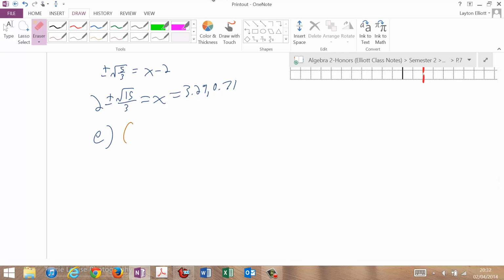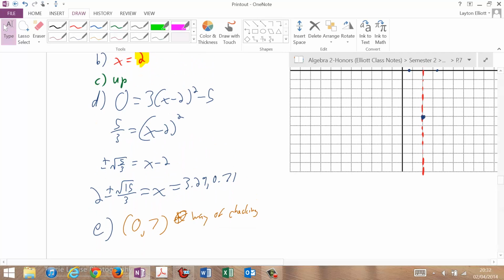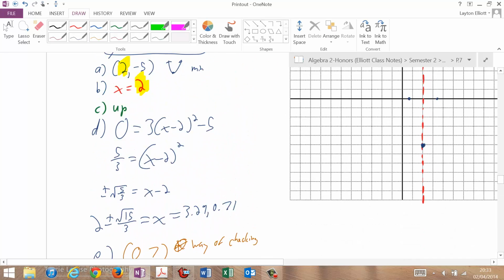Now, of course, you could check by plugging that into the graphing form, and in fact, this is an excellent way of checking if I have the graphing form correct. We're going to talk about this in class the next time I see you. If I plug 0 in here, I get 2 squared is 4, 4 times 3 is 12, 12 minus 5 is 7. That's going to match that 7. If it didn't, then I would know something was wrong. So that's a great way of checking.